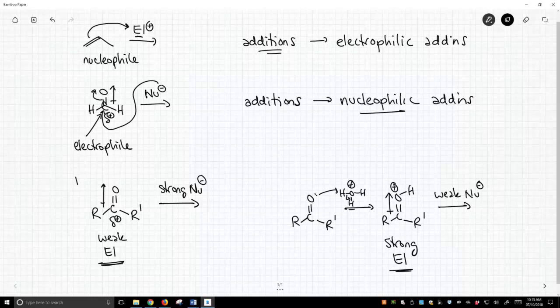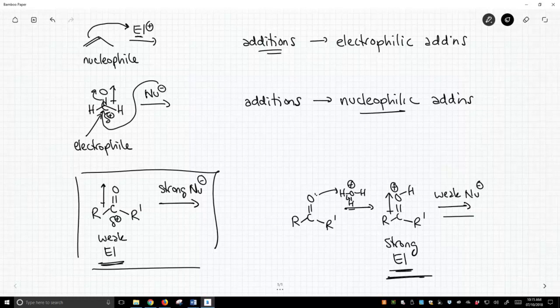Now for most of the course, we will talk about strong nucleophiles. But towards the end of the course, we're going to sneak in some strongly electrophilic carbonyls and we'll react them with weak nucleophiles. But that'll be later on. Right now, we're going to stick with strong nucleophiles.